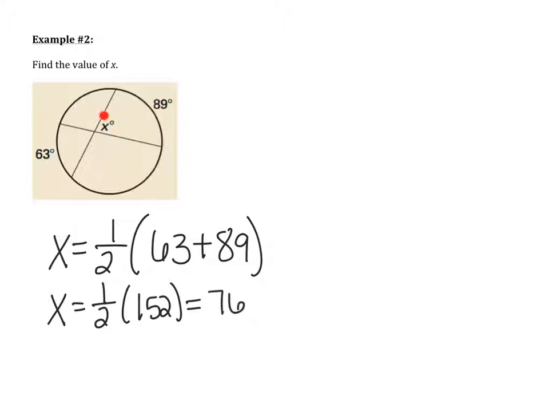So this angle in here is 76 degrees. You would also know that this angle over here is 76 degrees. And you also know that these 2 angles form a linear pair, so they're supplementary. So you could also find these 2 angles by doing 180 minus 76. So both angles would be 104 degrees. So once you find one of them, you can find all 4.